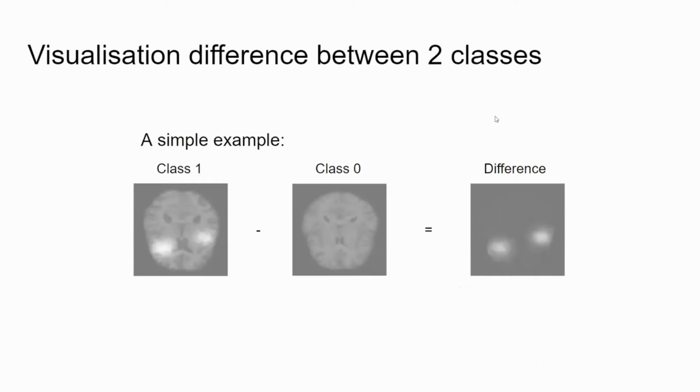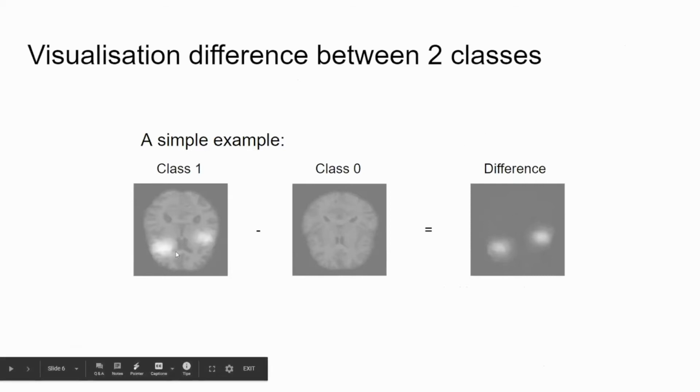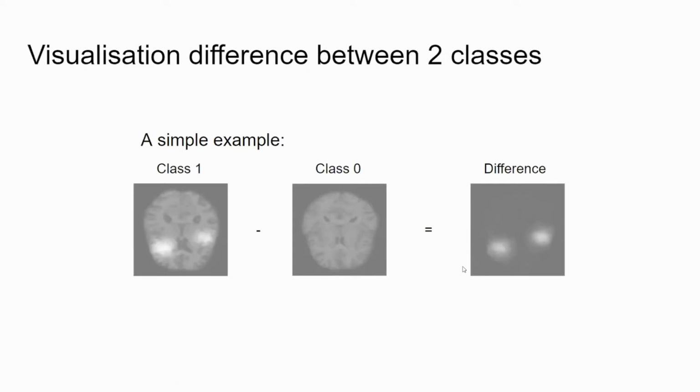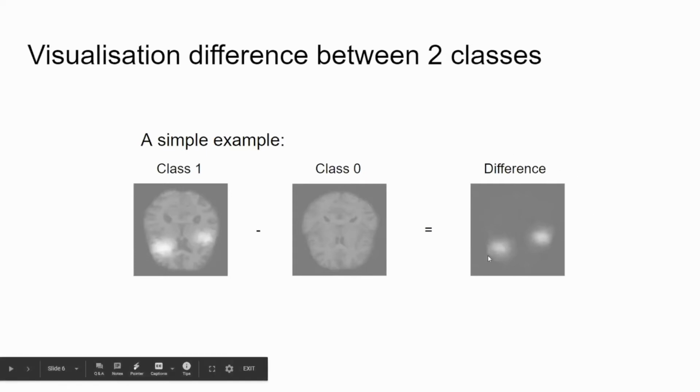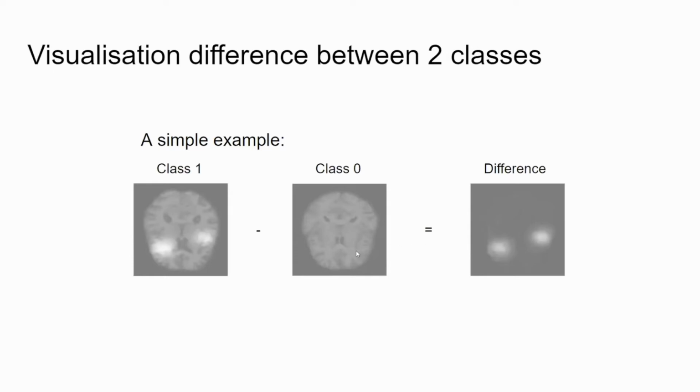So our goal is to visualize differences between two classes. Here is a simple example of MRI brain slices. The image on the left here is class 1 with simulated lesions or blobs. Class 0 has no simulated lesions, and what we're interested in is the innate differences between the classes. So in this case, we're only interested in visualizing the blobs rather than the actual differences in the brain shape and the cortex.